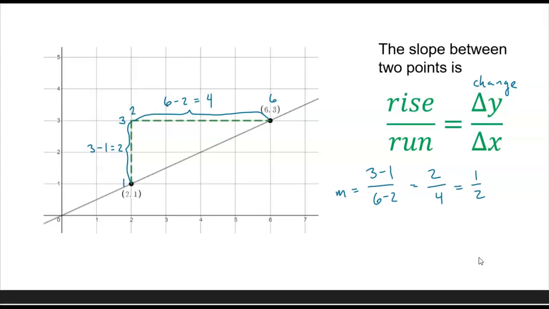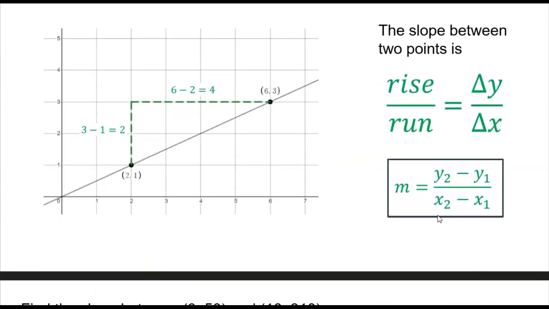We can generalize this formula like this: m equals y2 minus y1 over x2 minus x1. Now what do these subscripts mean? This little 2, this little 1, what does that even mean? It means that we have numbered these points. This is point number 1, this one is point number 2.